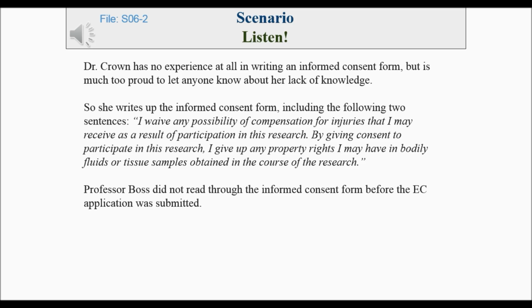Dr. Crown has no experience at all in writing an informed consent form, but is much too proud to let anyone know about her lack of knowledge. So, she writes up the informed consent form, including the following 2 sentences. "I waive any possibility of compensation for injuries that I may receive as a result of participation in this research. By giving consent to participate in this research, I give up any property rights I may have in bodily fluids or tissue samples obtained in the course of the research."